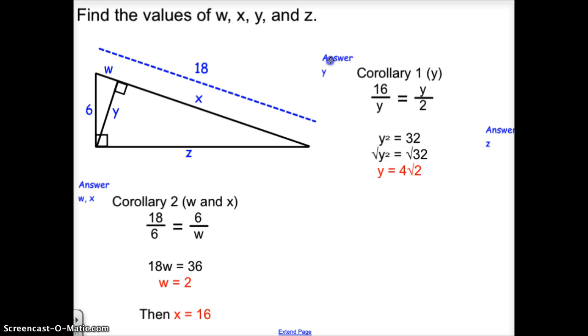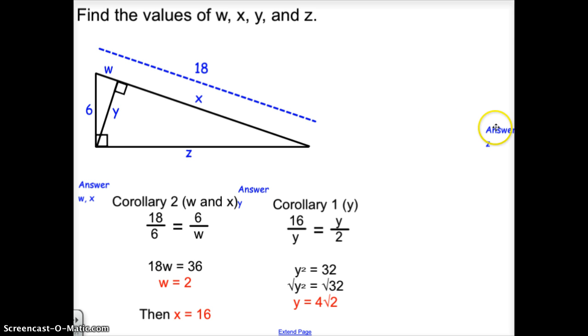The solution for Y. Corollary 1 states that the altitude is the geometric mean between the two segments. So 16, which is X, and 2, which is W, serve as the two extremes, and Y is the geometric mean. Therefore, Y squared equals 32, and Y is 4 radical 2.